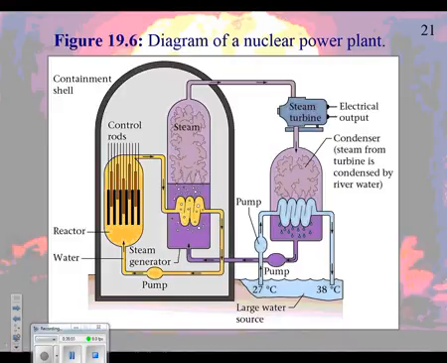Okay, so they're all basically the same processes. It's just how you heat the water. So we heat the water, it turns to steam. Notice the purple system is a closed system also. Okay, and then the blue system is a closed system.